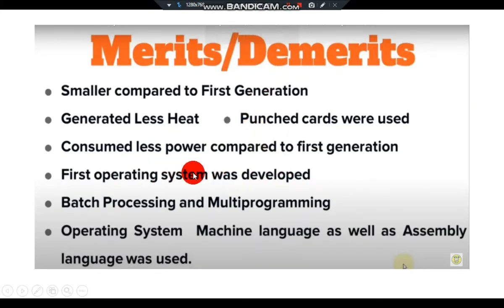We know what is meant by operating system. Operating system is the main software used to run the computer. Without an operating system your computer cannot function. The operating system was first developed in the second generation only. In this generation we work with batch processing and multi-programming. What does batch processing mean? Similar programs, similar problems can be gathered together.